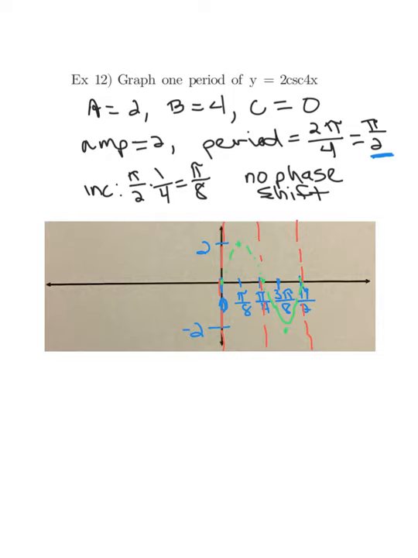And then at pi over 8, where we went up to 2 on sine, we're going to start at 2 and open upward between our asymptotes. Then at 3 pi over 8, we are going to have a mark at -2 and open downward between our asymptotes. And there we have one period of y equals 2 times the cosecant of 4x.